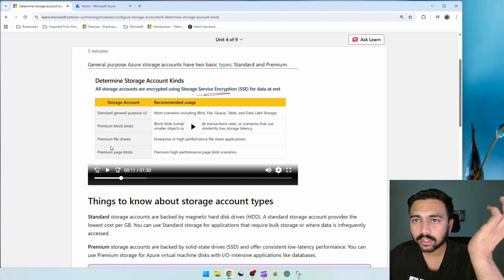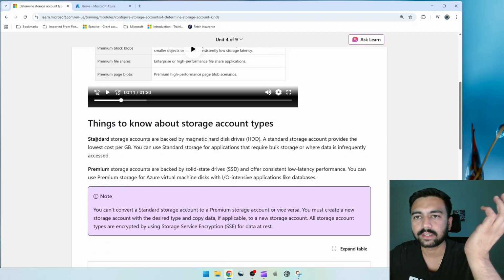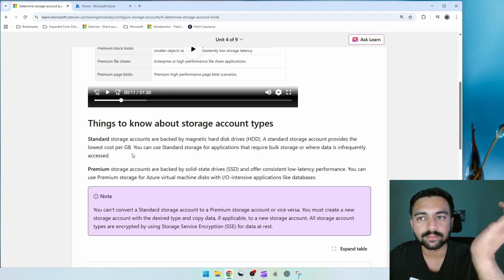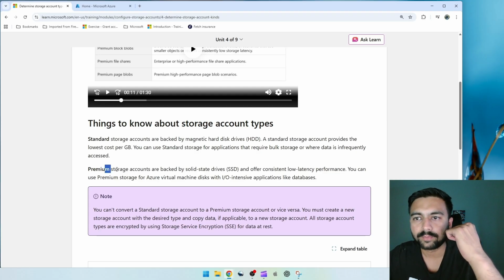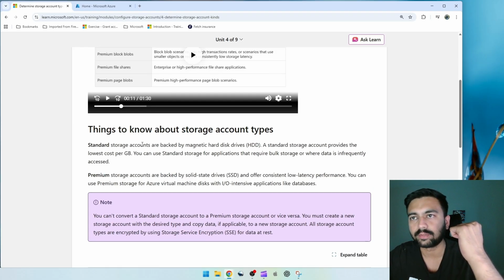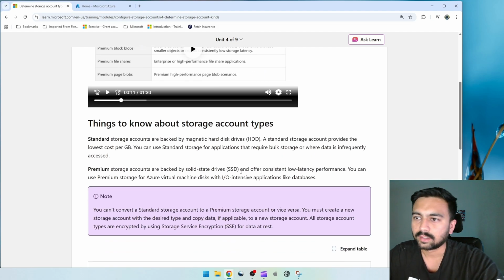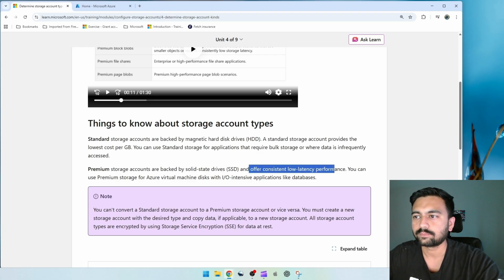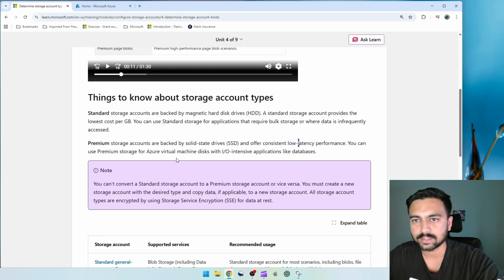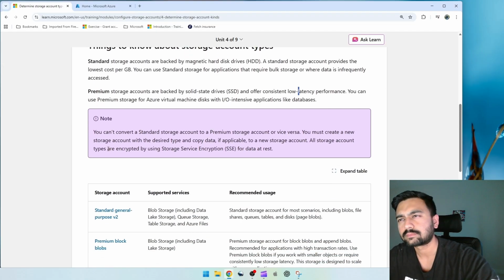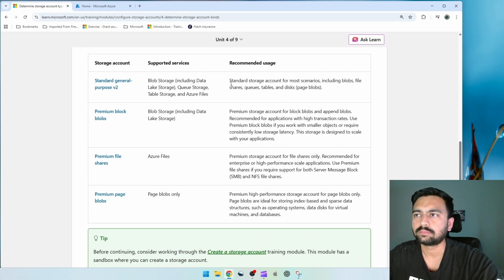They obviously cost more. And what's the difference? I think standard is backed by HDDs, so lower cost per GB, but premium is backed by SSD. So premium is faster and better, and this is why. It offers consistent low latency performance. Basically explaining the same thing that we just did.